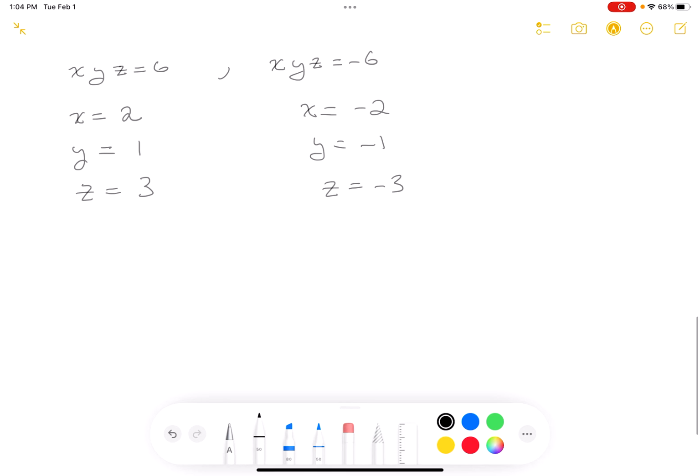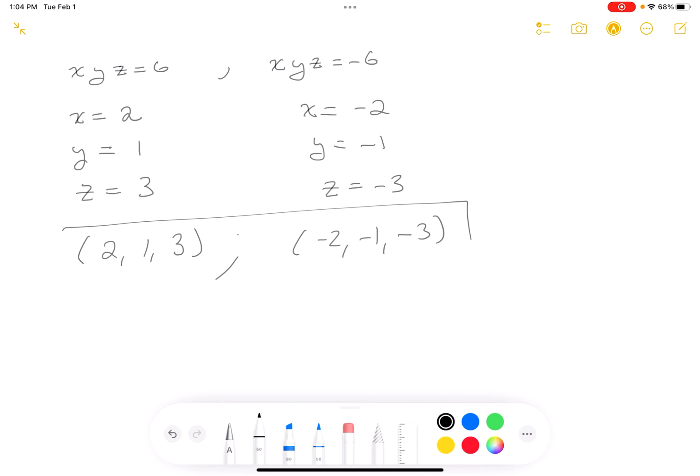We'll look at the answer key later, but I do want to write the triple down. What's it going to be? 2, 1, 3. That's one answer. The other answer is going to be minus 2, minus 1, minus 3. Again, we provide answer keys, and the reason being is we want you to look at the answer keys.